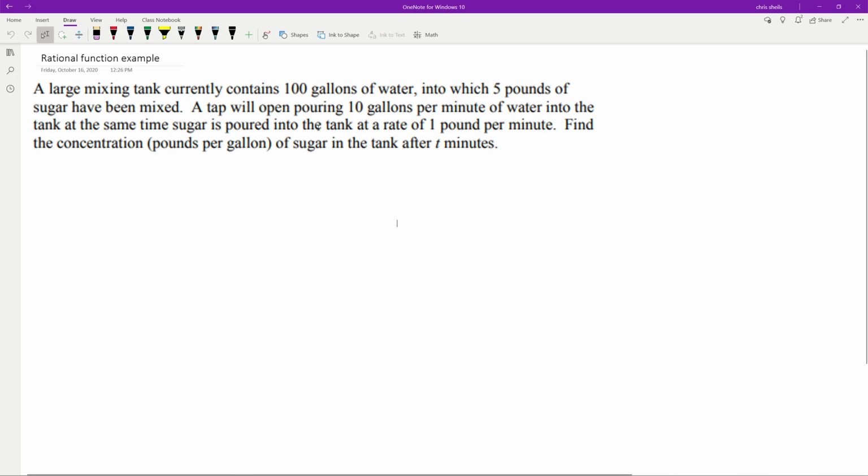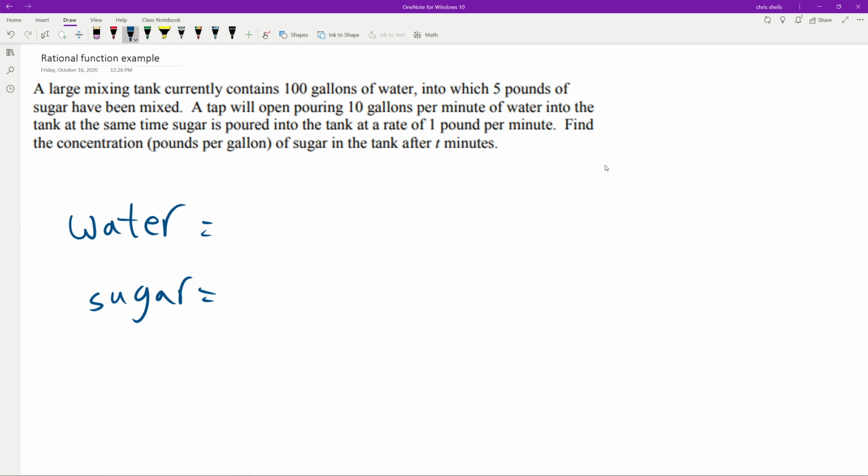So let's go ahead and look at an example here. A large mixing tank currently contains 100 gallons of water, into which 5 pounds of sugar have been mixed. A tap will open, pouring 10 gallons per minute of water into the tank at the same time that sugar is poured into the tank at a rate of 1 pound per minute. Find the concentration in pounds per gallon of sugar in the tank after T minutes. All right, so here we have some important information. Let's make an equation for the water, and an equation for the amount of sugar in this tank. The tank starts with 100 gallons of water and 5 pounds of sugar. These are our initial values for these two equations.